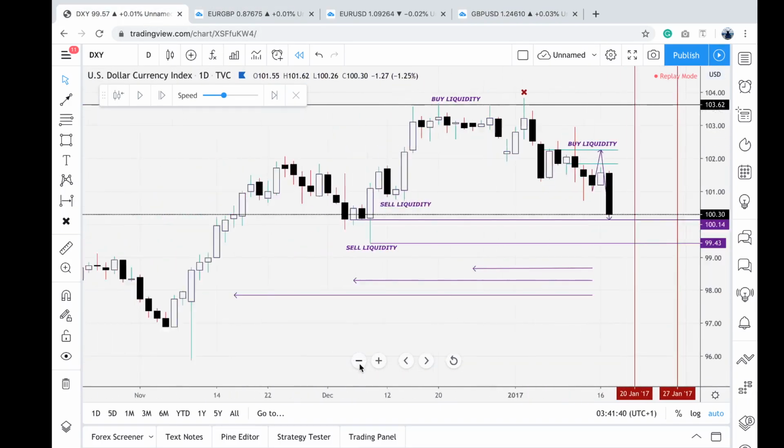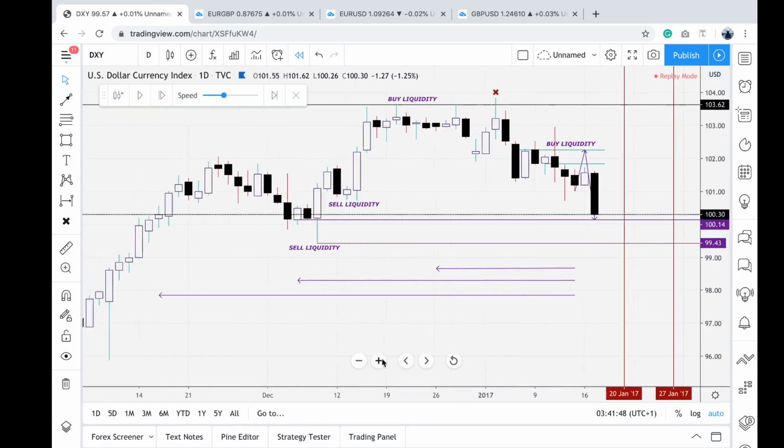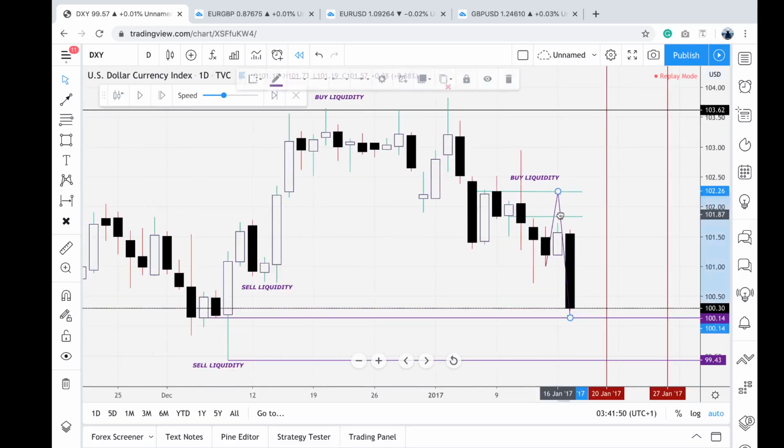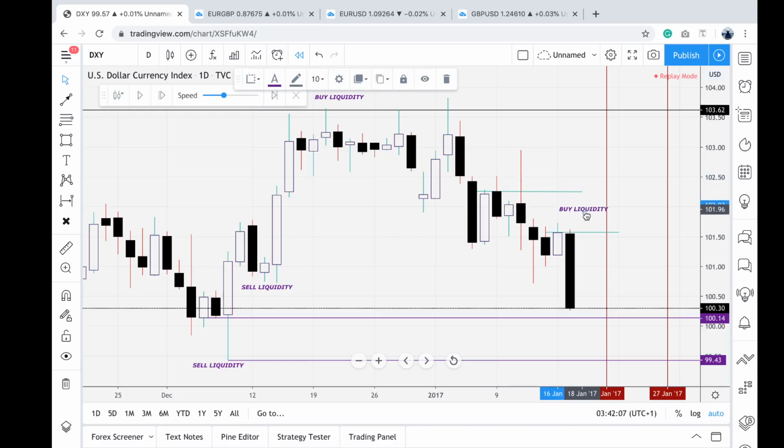So for the DXY right now, we've just tapped through this level. We could see price potentially stall around this level before reaching for this level. So that is important to take note. So we call body candles off this level. For those retail traders trying to follow this sell move, there will be buy liquidity off that level. So it's important to know that.